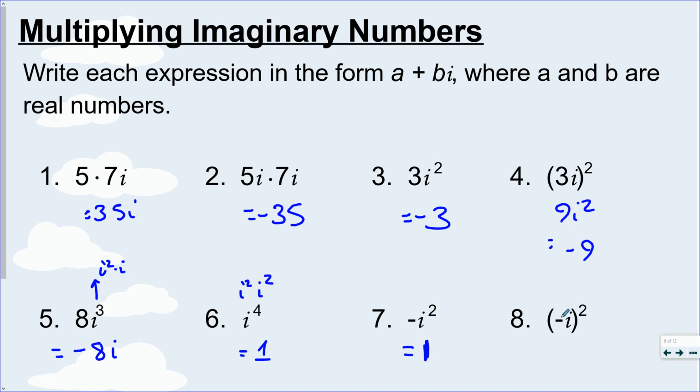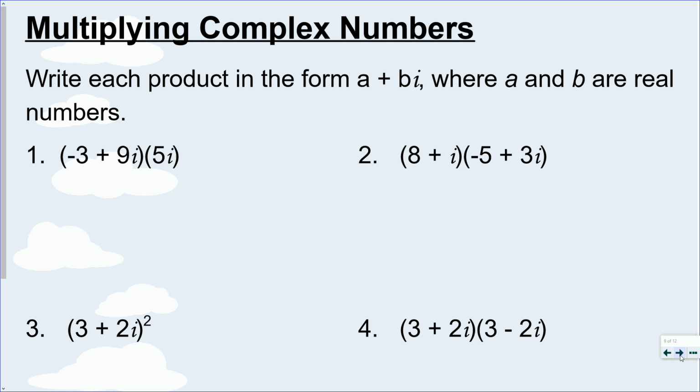Okay, how about this one? Now it's the negative squared, so negative i times negative i is positive i squared, which equals negative 1. So see the difference? Okay, and if you like that, what if now we multiply two complex numbers together?